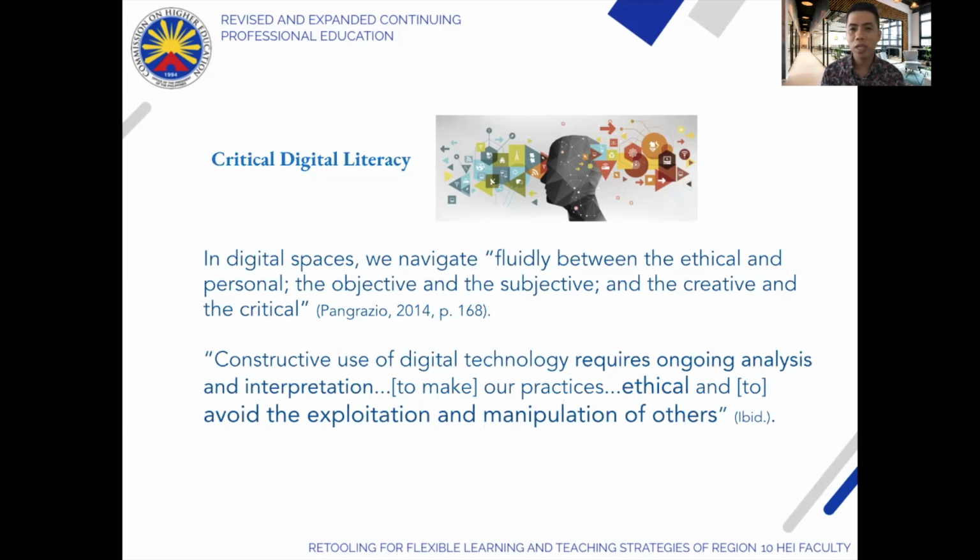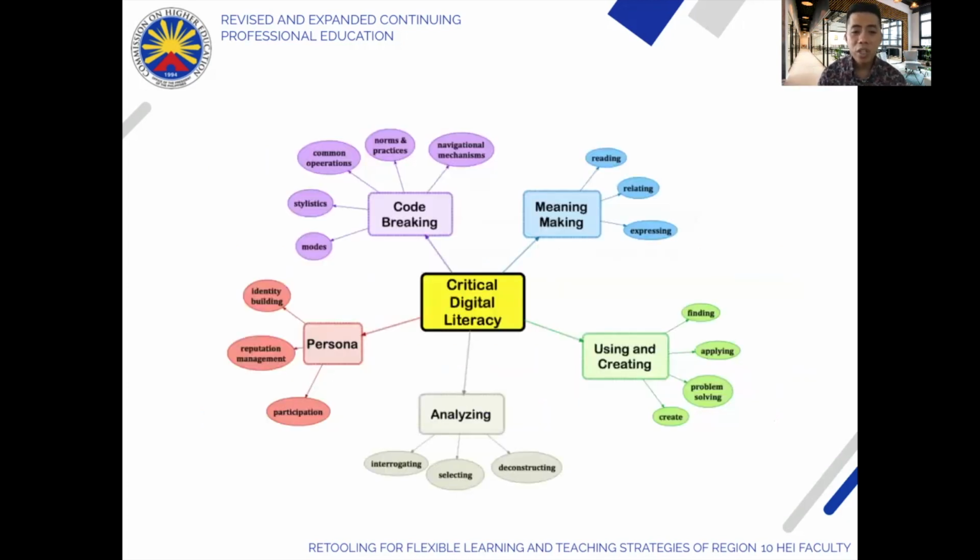If you have time, you should research about how deep fake works, how trolling works, and what are the ethical ways of handling these things. Because digital critical literacy involves a lot of things. It involves code breaking, we have to navigate through these things. It involves meaning making. We have to read, relate, and express. We also talk about reputation management, participation. It involves analyzing. It involves using and creating materials when we are able to do digital technology.